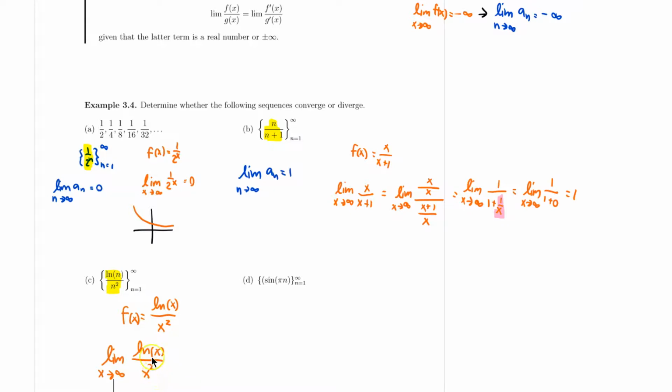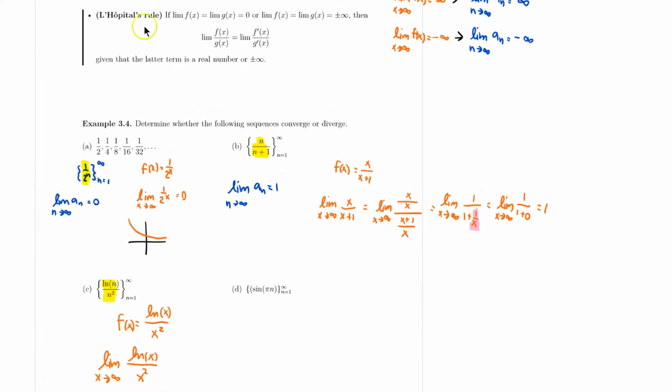But now, because we view the limit of a sequence as the limit of a function, we can also now use L'Hopital's rule, which basically states that if we are trying to find the limit of a ratio, and both the numerator and denominator are both 0 or both plus or minus infinity, then we can take the derivative of the top and the bottom separately and find the limit of the resulting derivatives instead.